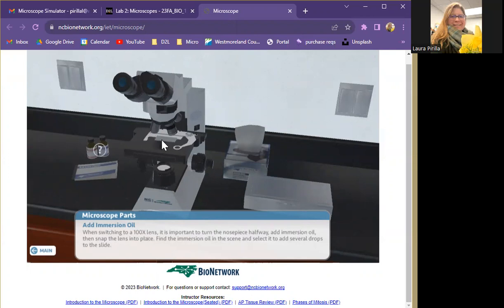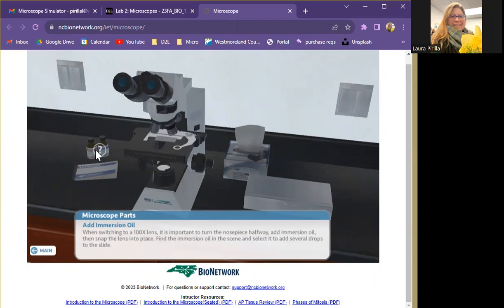You put the droplets of oil on the slide, you rotate the objective lens in place, and what happens is the oil, it's kind of viscous and it just kind of sucks up onto the objective lens. Like if you've ever tried to pick up a droplet of water with your finger, the oil is going to do that.